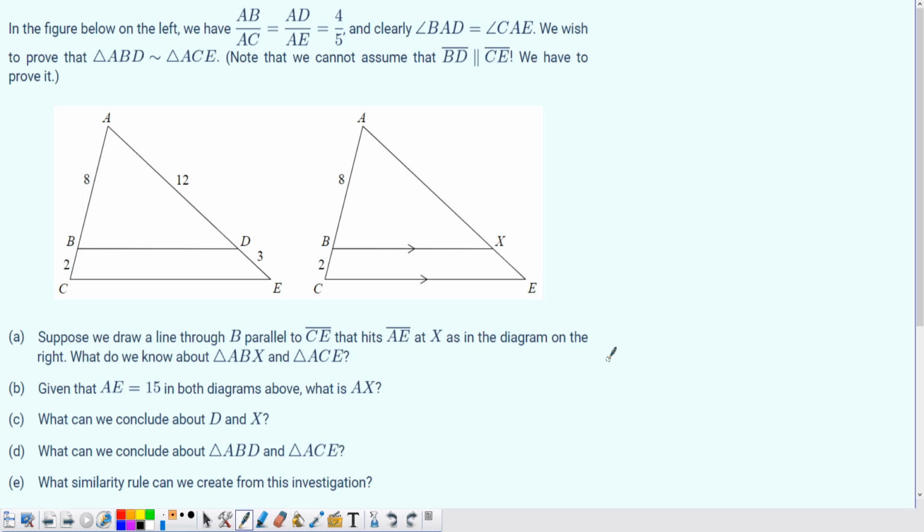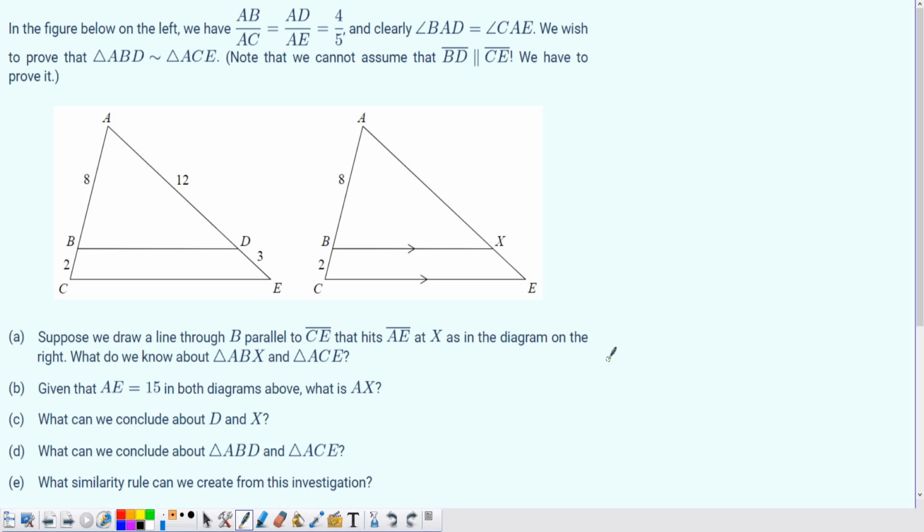So, let's read. In the figure below on the left, we have AB over AC equals AD over AE, which equals 4 over 5. And clearly, angle BAD equals angle CAE. We wish to prove that triangle ABD is similar to triangle ACE. However, do not assume that BD is parallel to CE. We want to prove it.